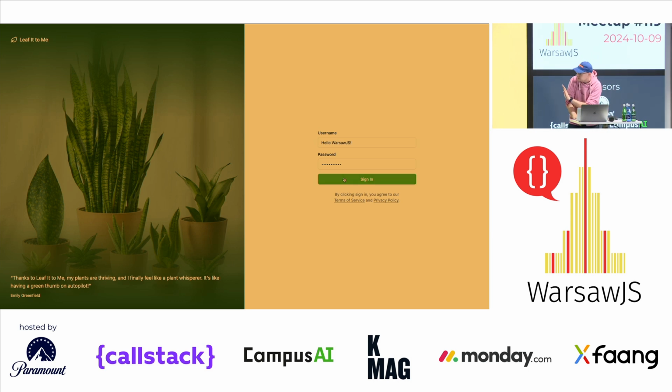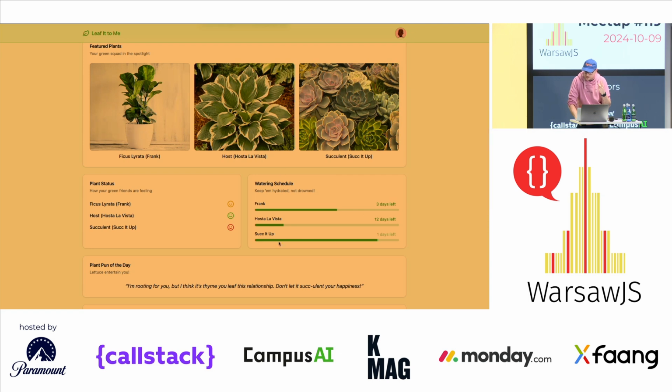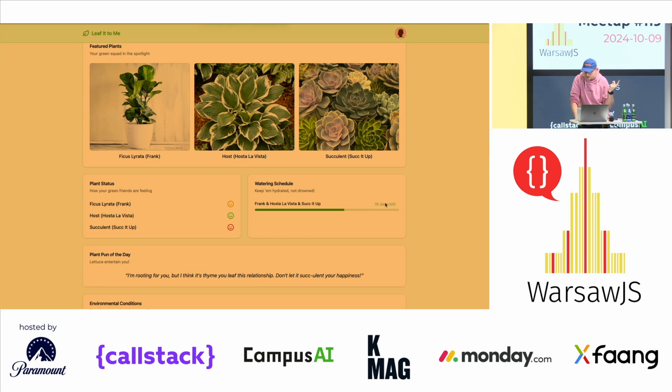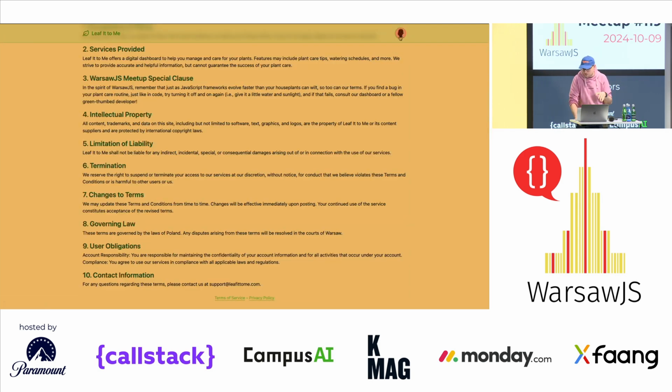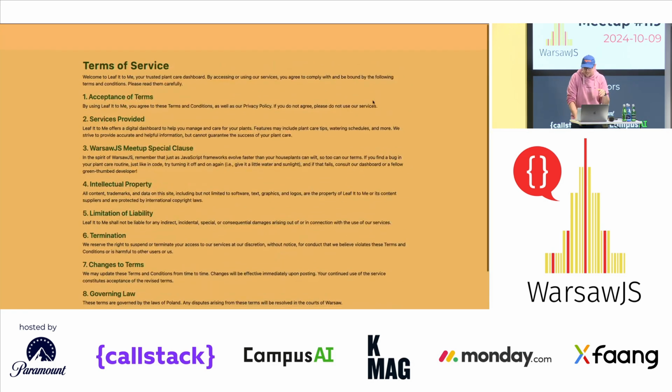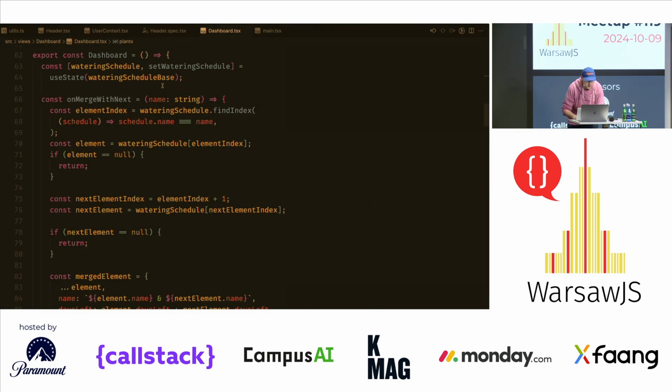So I've got a simple app here that I can log into. That's one very important thing. The other one is in here you've got a watering schedule, and I can merge the watering schedule. And then at the very end, I've got terms of service, and I can go in here and log out. So you can see that when I logged out, the top header disappeared. And yeah, that's kind of a bug that I have. Okay, let's go to the code.